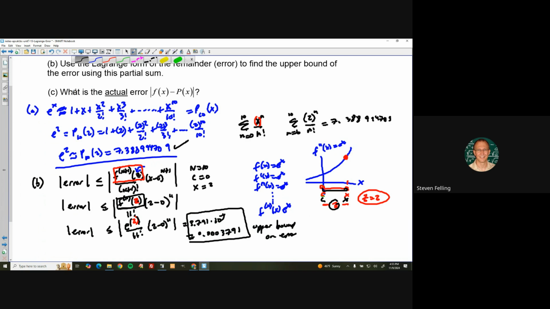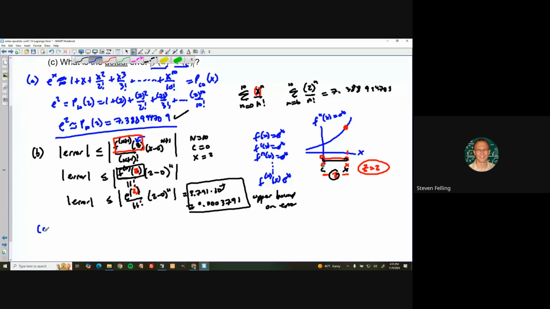All right, last question in this one, what is the actual error? Okay, so the actual error, which would just be the function value at x minus the polynomial approximation at x, that's easy to find. Right? In this case, the actual error, this is the upper bound of the error. The actual error, which is the magnitude of f at 2 minus the polynomial at 2, is f of 2 is literally e squared. And the polynomial is this 7.388994709 number, right? So we can find that in a calculator directly.